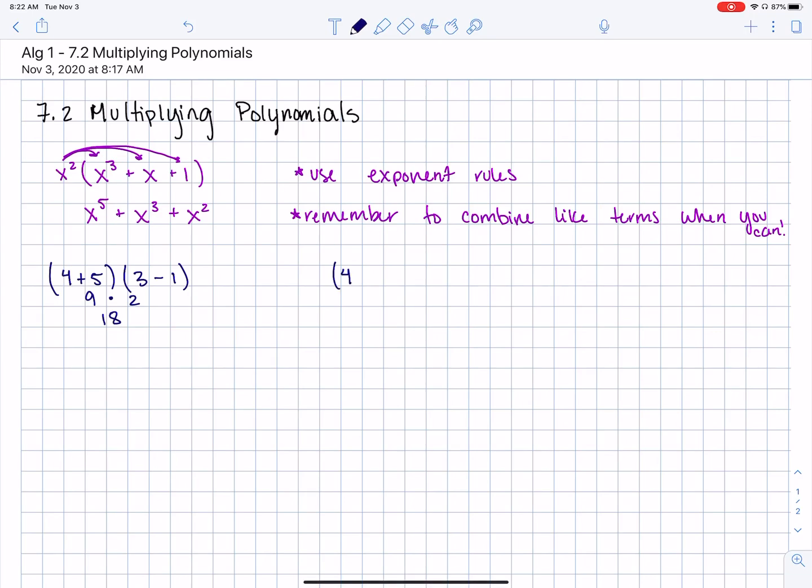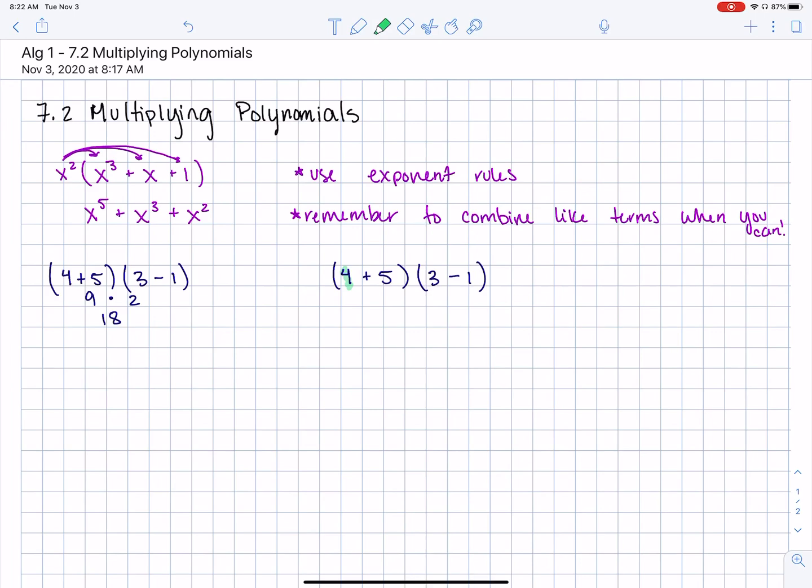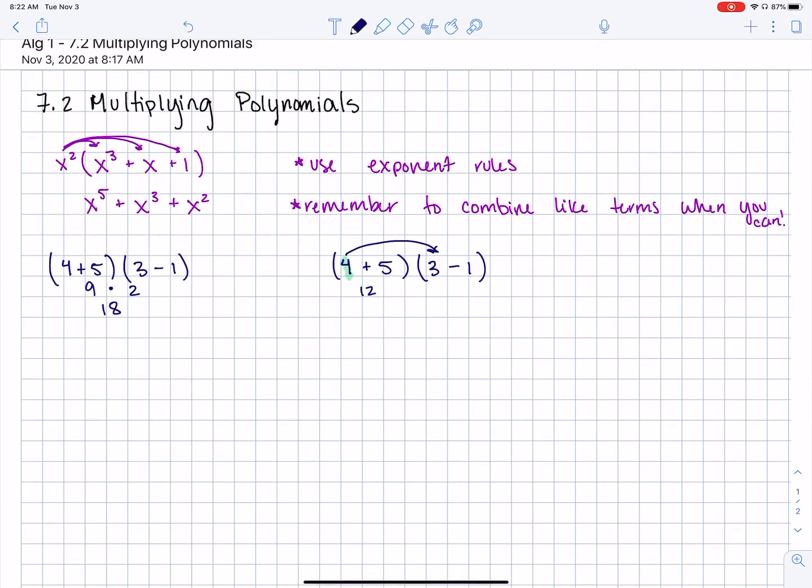But I'm now going to ask you to do it again, but in a little bit of a different method. So 4 plus 5 times 3 minus 1, and you're going to think that I might be crazy for this one. Now I'm actually going to ask you to distribute your 4. So I'm going to distribute the 4, saying 4 times 3, that's 12, and then I'm going to distribute the 4 to the negative 1. 4 times negative 1, so that's minus 4.